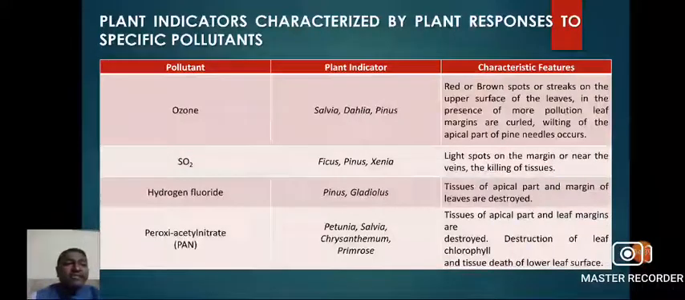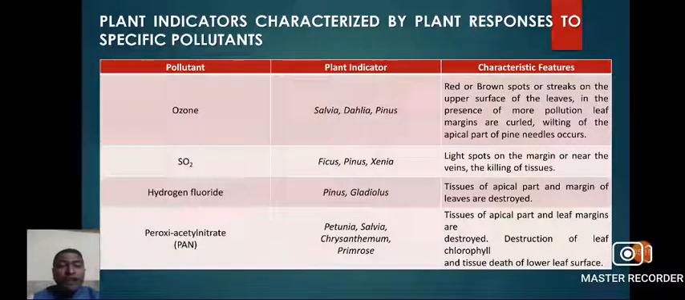Plant indicators characterized by plant responses to specific pollutants are summarized in this table, in which you can see that if the pollutant is ozone, then you can identify that pollutant by seeing Salvia, Dahlia, Pinus showing red and brown spots or streaks on the upper surface of leaves, wilting in severe pollution. Then you can identify there is sulfur dioxide pollution by observing Ficus, Pinus, Zinnia for light spots on the margin or near the veins and the killing of tissues.